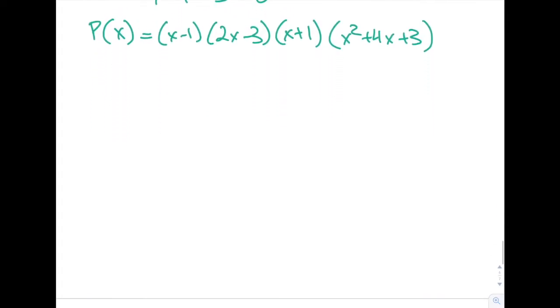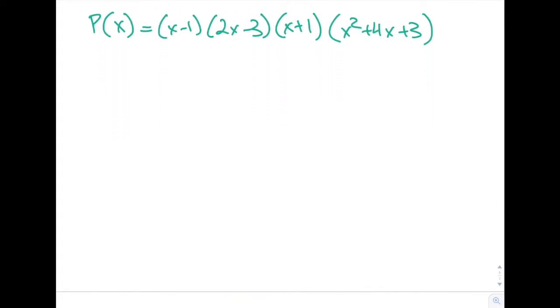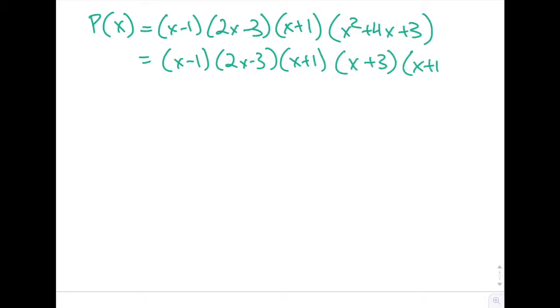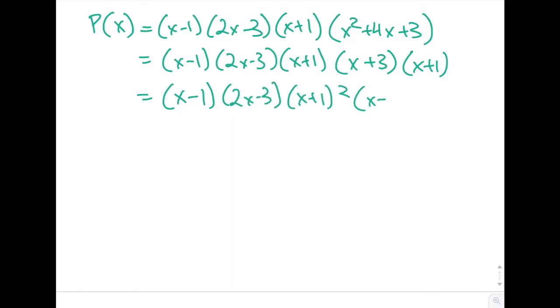All right, and the last thing, we can see that x squared plus 4x plus 3 is easily factorable into x plus 3 and x plus 1. So we actually have a 0 of multiplicity 2 here, concluding that x minus 1, 2x minus 3, x plus 1 squared, and x plus 3 is the completely factored form of our polynomial p of x.